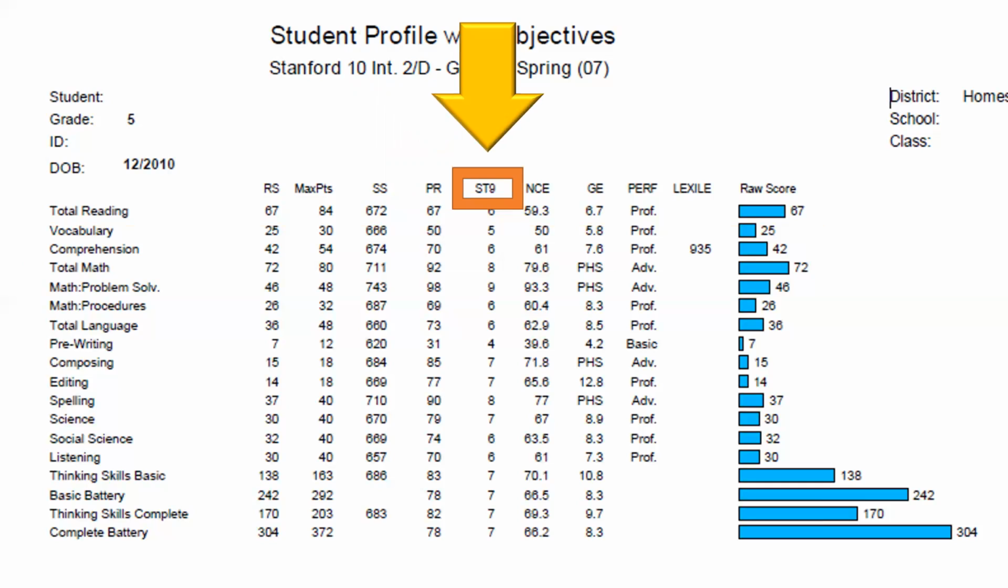ST9 stands for Stanine. A Stanine is a quick way to compare your student's performance to the performance of students in the national norm group. Stanines are calculated by dividing the student's percentile rank in a norm group into 9 subgroups. These Stanines are numbered 1 through 9. 1 is the lowest Stanine and 9 is the highest. These Stanine subgroups are not equivalent in size.